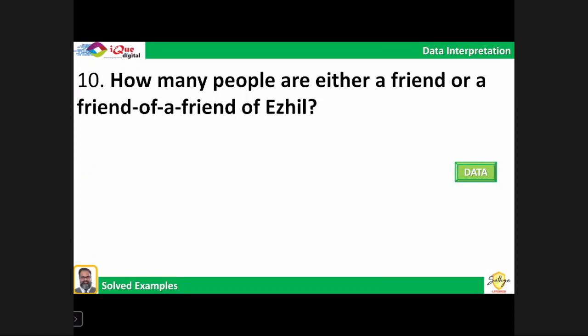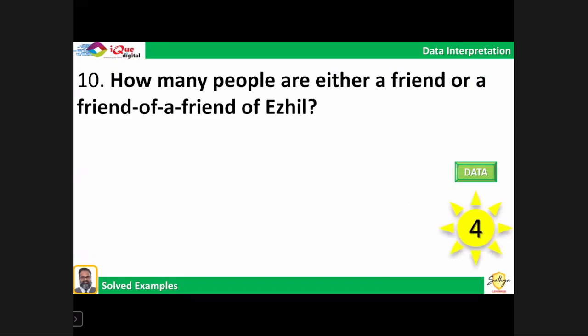And how many friends are either a friend or a friend of Errol? Now this is a bit of a tricky question. So Errol's friends are A, D and F. But friend of a friend. So A has only one friend so doesn't count. D has E and B as friends. E is already there. B, one extra friend counts. And F has E as a friend. So A, D and F apart from that, one extra friend. So total 4 friends are there.